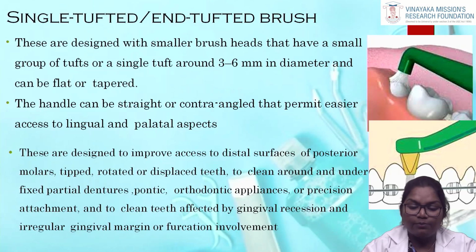These are designed to improve the access to the distal surface of the posterior molars, tipped or rotated or displaced teeth, to clean around and under fixed partial dentures, on pontics, in orthodontic appliances or precision attachments, and to clean the teeth affected by gingival recession and irregular gingival margin or furcation involvement. A single tufted or end tufted brush is highly used where the space between the two teeth is more, or there is involvement of grade 3 or 4 recession along with furcation involvement.